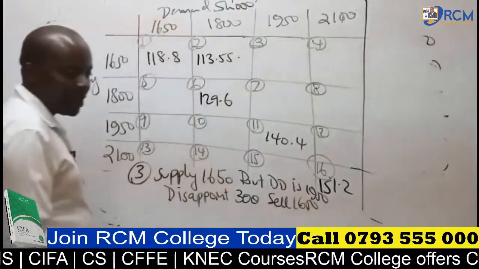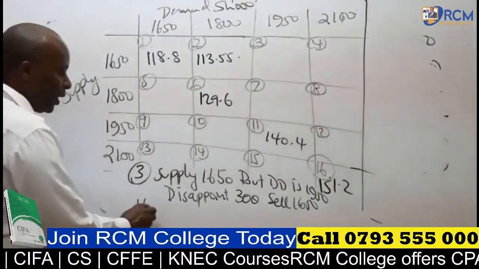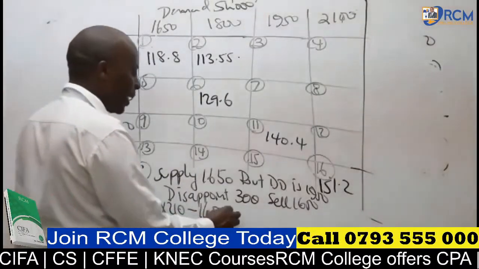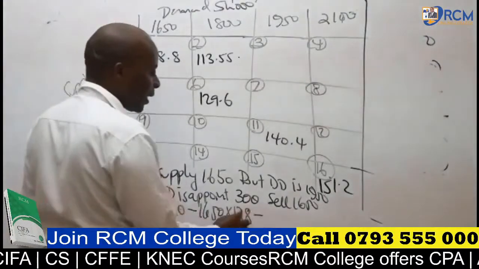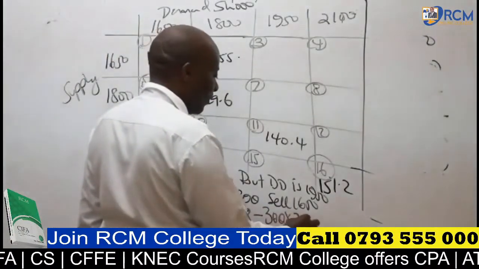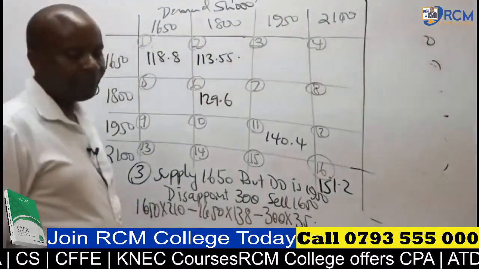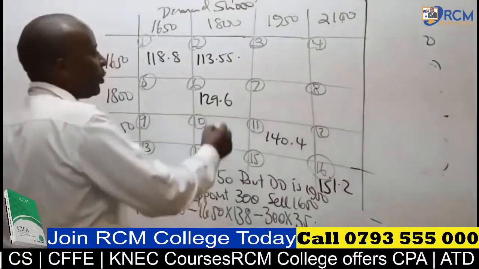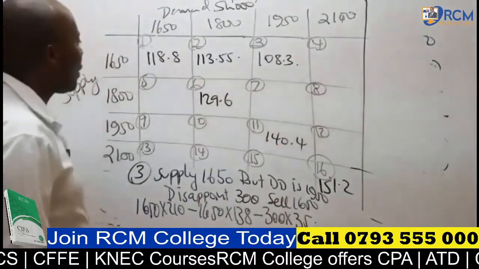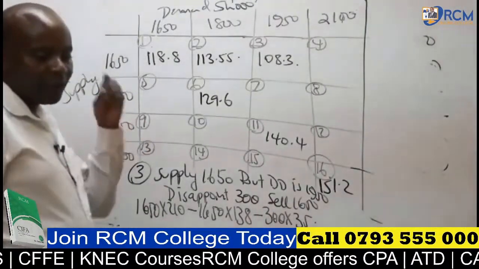So then the profit here will be 1650 times the 210, minus 1650 we have supplied times the 138, minus the opportunity cost of the customers who will be disappointed, 300 times 35. So could you kindly give me something to write here? Number 3. So 108.3. So now I expect you to get for cell number 4, using that same approach.